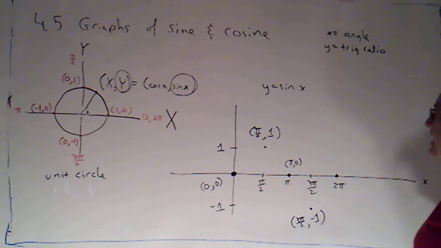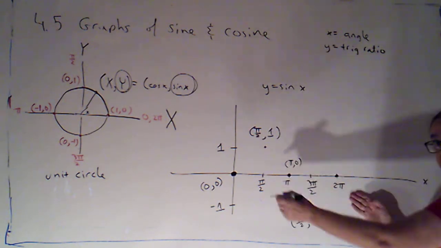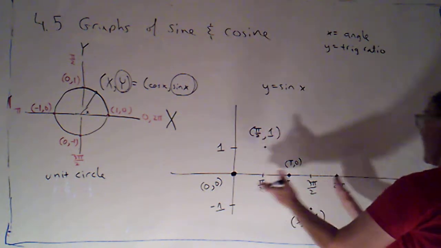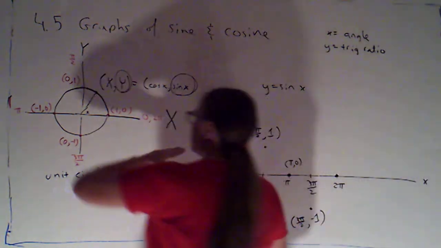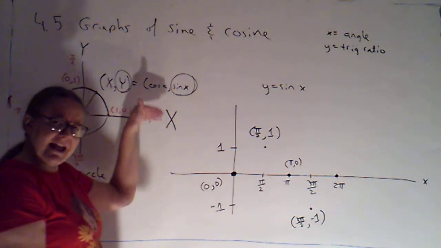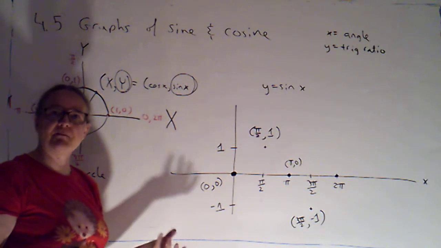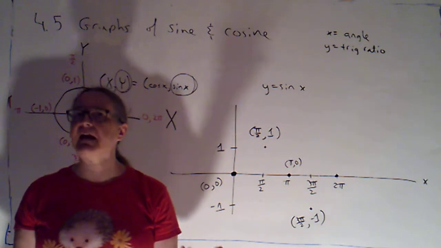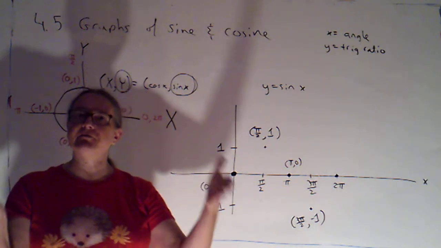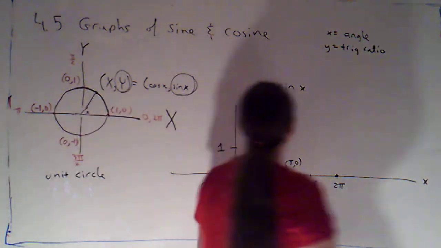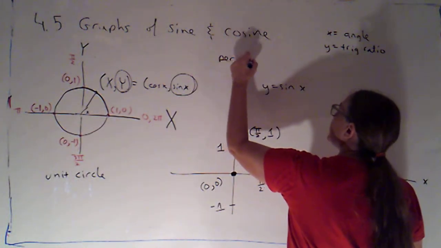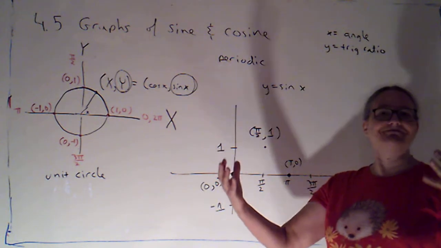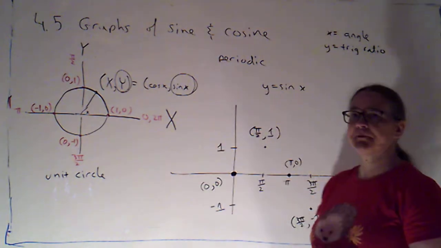Okay, excellent. So I've marked off these 5 points that correspond to my quadrantal angles in one revolution. Now, of course, I could keep going, but I'm going to just be retracing the exact same path, and I'm going to see exactly the same pattern. So whatever the graph is doing from 0 to 2 pi, it's going to repeat that pattern over every interval of length 2 pi. So all the trig functions are what we call periodic. That means they have a pattern, they do their thing, and then they do it again.